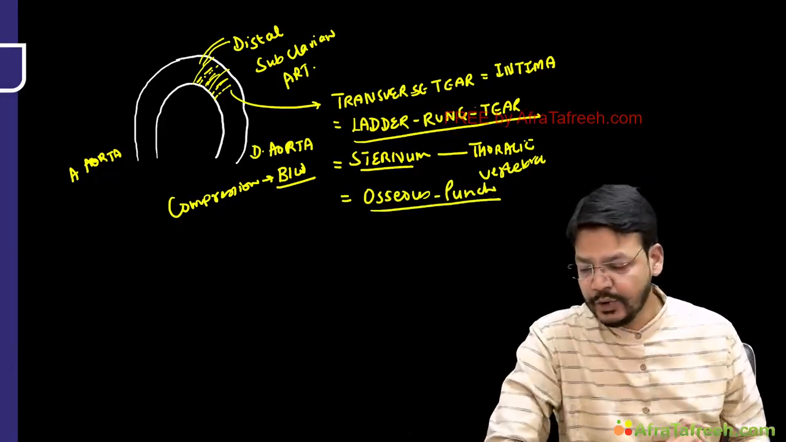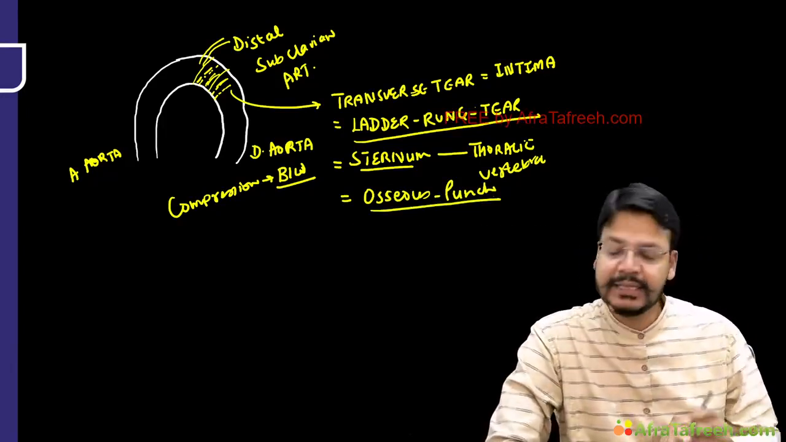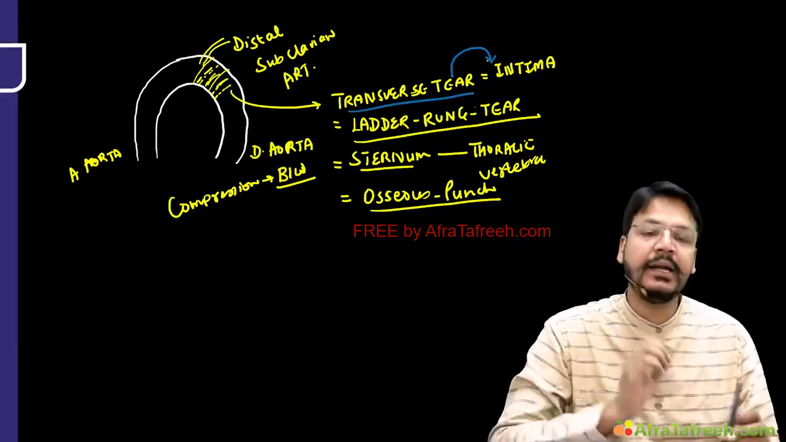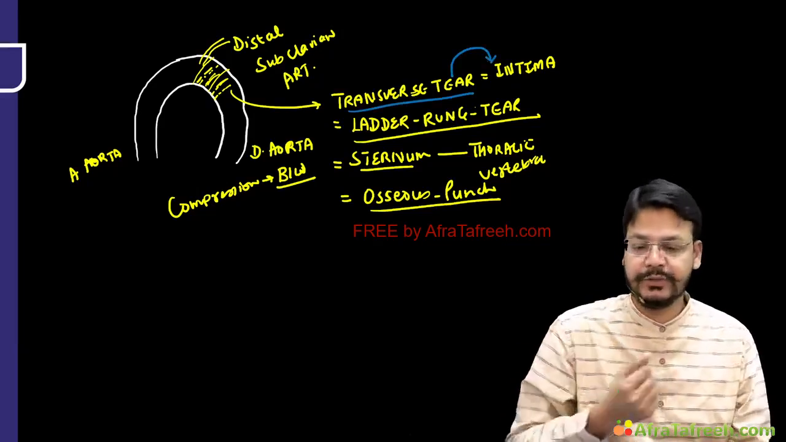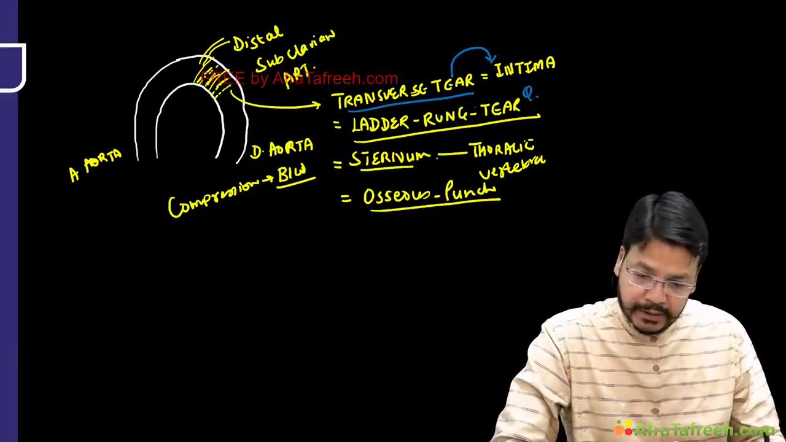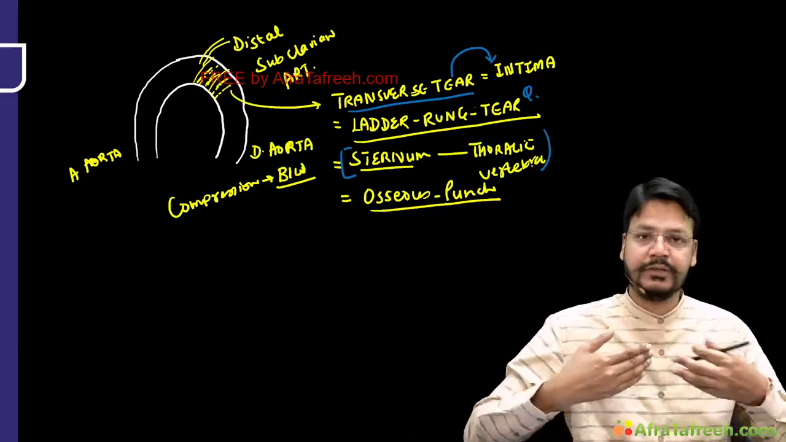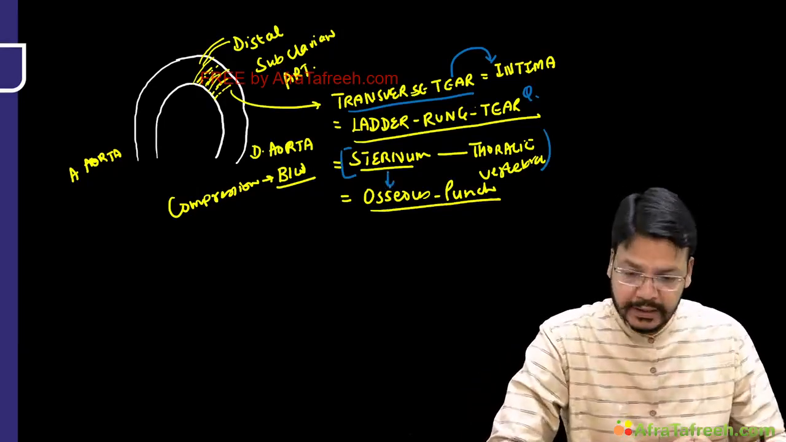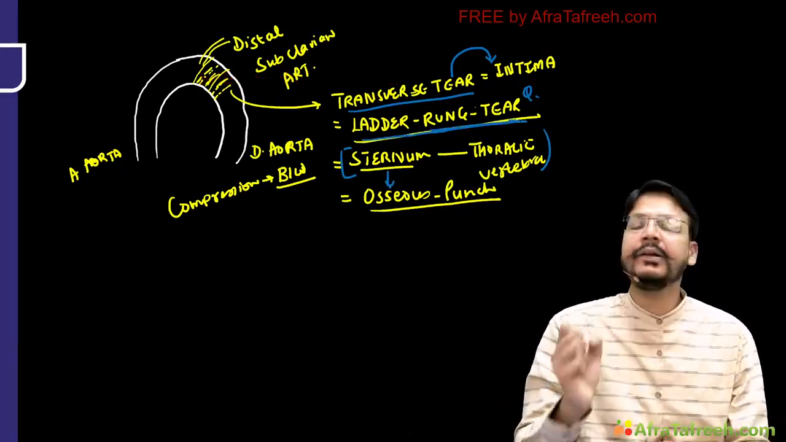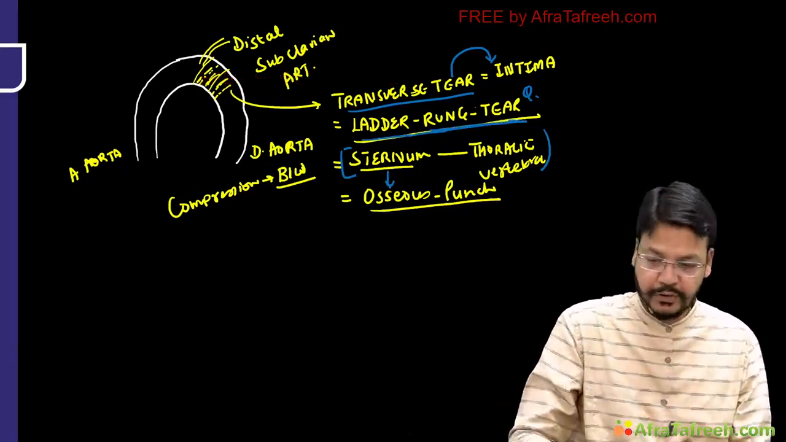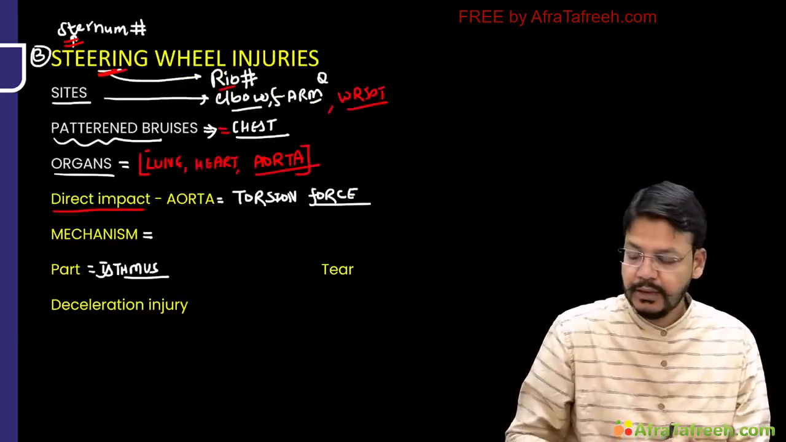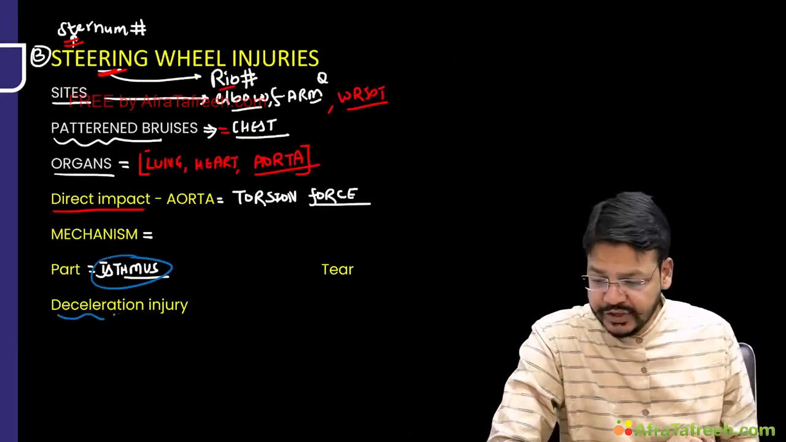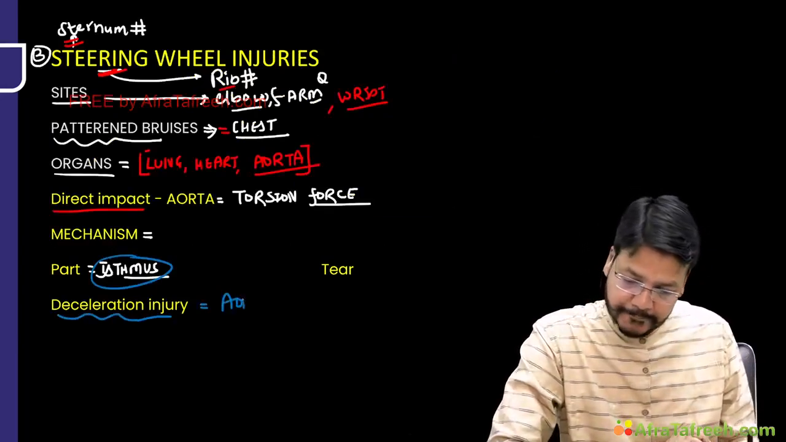But my dear friend, at least you have to remember the most common site is the isthmus of the aorta. It is a transverse, horizontal tear in the intima of the blood vessels. Ladder rung tear, and it is a compression between sternum and thoracic vertebra. It is osseous punch. Remember, ladder rung tear, the most common site is the isthmus of aorta. Very potential MCQ.